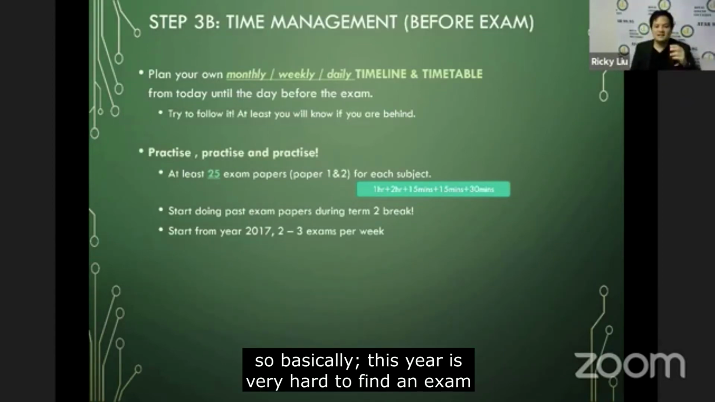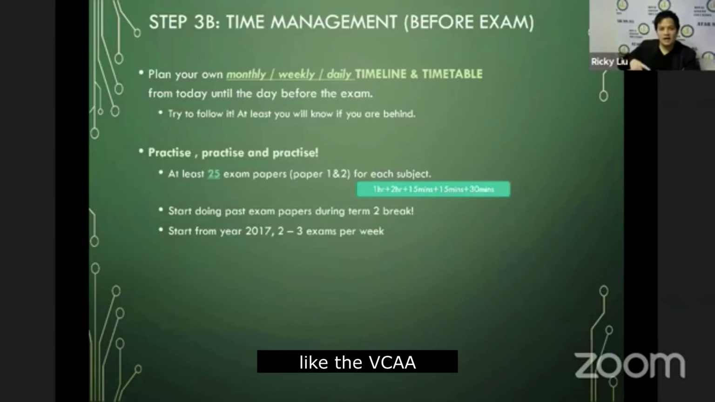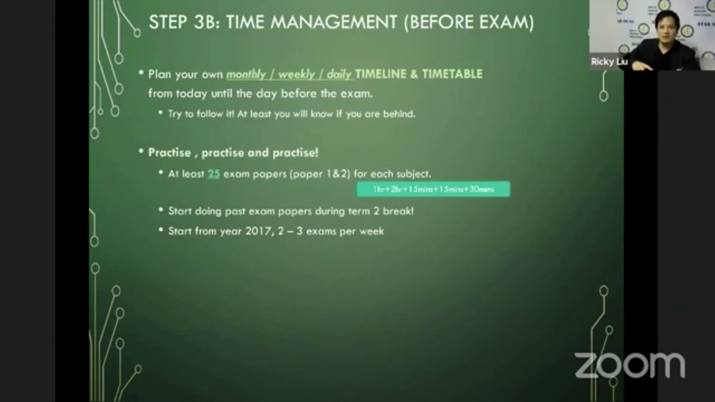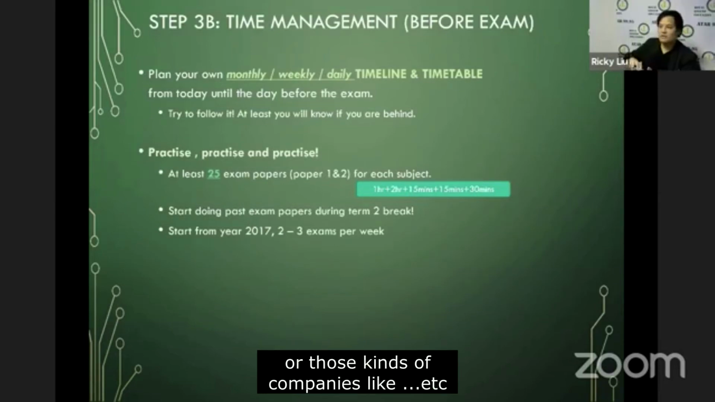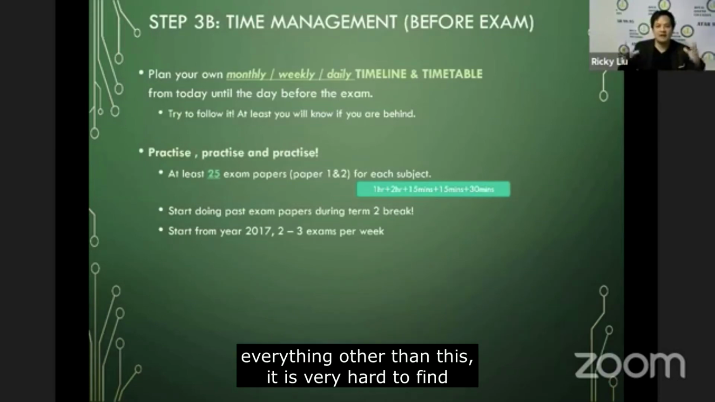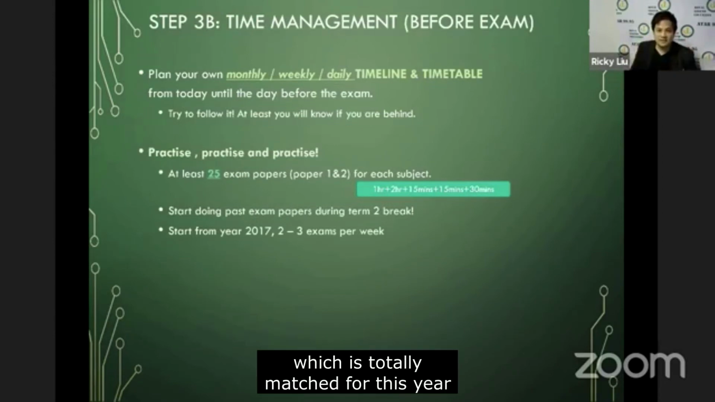So basically, this year is very hard to find an exam, unless the 2020 past exam paper, which only got like the WICA, yeah, and then the WICA practice one. They probably will put the practice one, or the Northern Hemisphere, or those kind of companies like NIF, Heffernan, Cubaha, yeah. But everything other than this, it's very hard to find an exact set which is totally matched for this year.